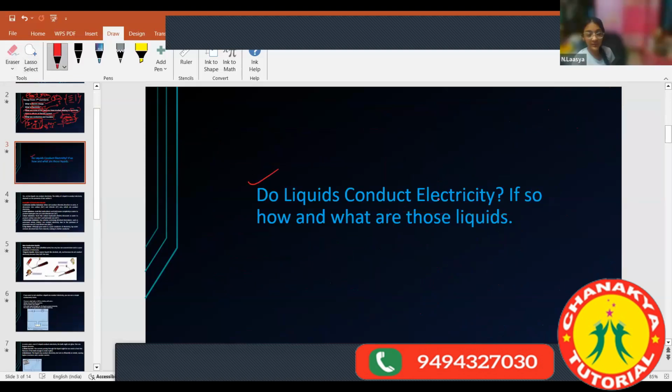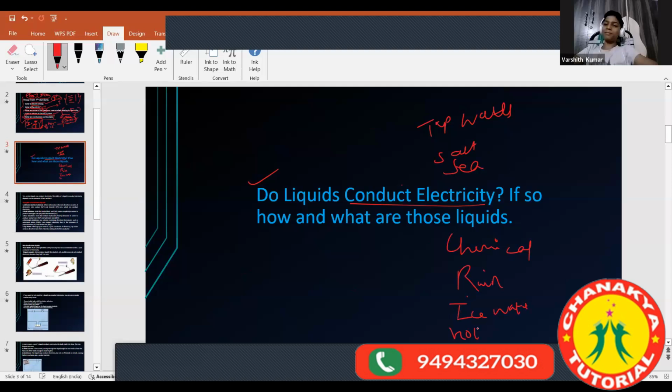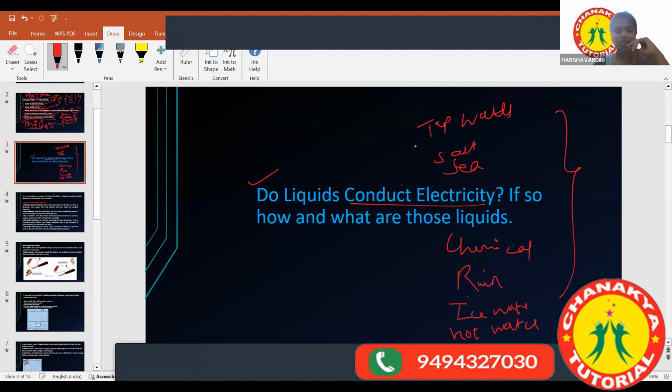Ma'am, the universal solvent also contains tap water, and salt water like sea water. Okay. Then which other water? Chemical water. Okay. Then any other water? Rainwater. Super. Then ice water, and we can add hot water also if you want. Ma'am, I said rainwater because now rain is falling. So all these waters you said, I agree.